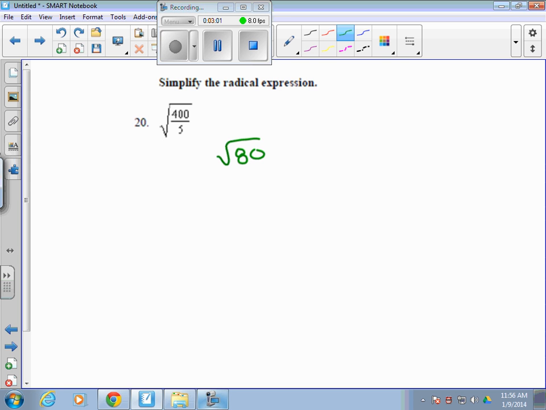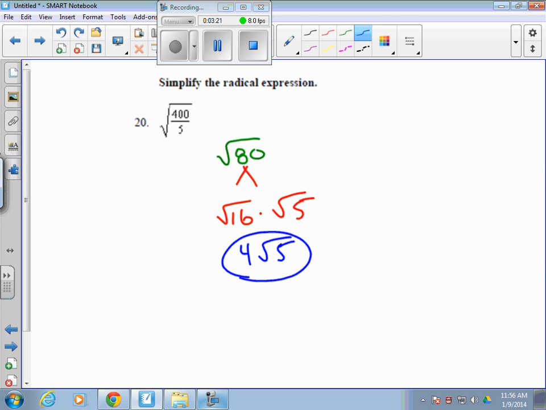Then you want to take out what multiplies by what perfect square multiplies by something to give you the number 80. The best one to use is the square root of 16. That multiplies by 5. Square root of what times itself is 16 is 4 times the square root of 5.